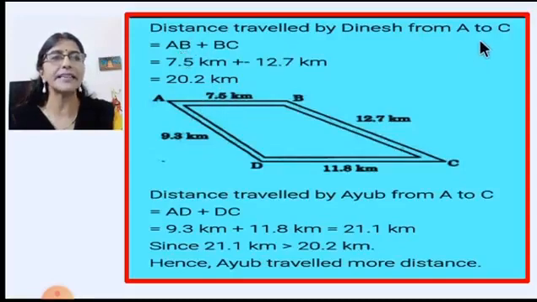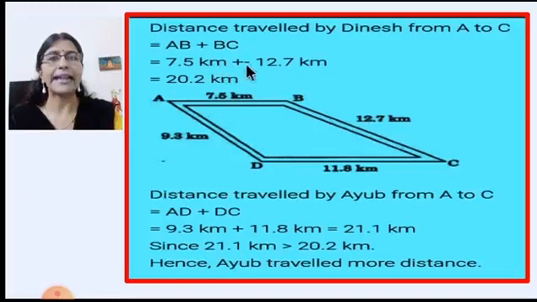Distance travelled by Dinesh from A to C, AB plus BC. That means he has not gone directly. He went from A to B, then B to C. So we'll write like this, AB plus BC. And what is the value here for AB? From here A to B, distance covered is 7.5 kilometer. Same way from B to C is 12.7 kilometer.